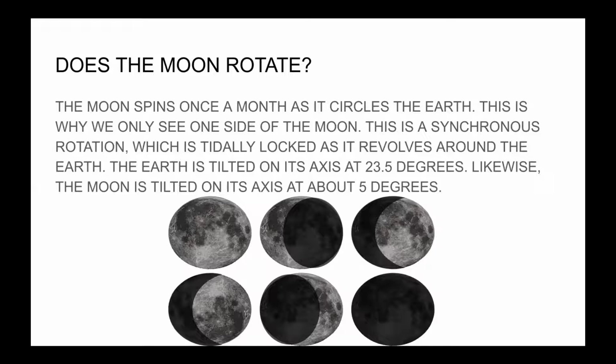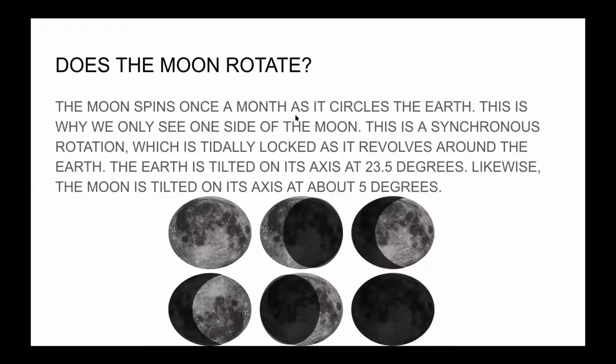It's tidally locked as it revolves around the earth, and the earth is tilted on its axis at 23.5 degrees, like Mr. Monroe pointed out. But a lot of people don't realize the moon is also tilted on its axis, but not that much, only about 5 degrees.